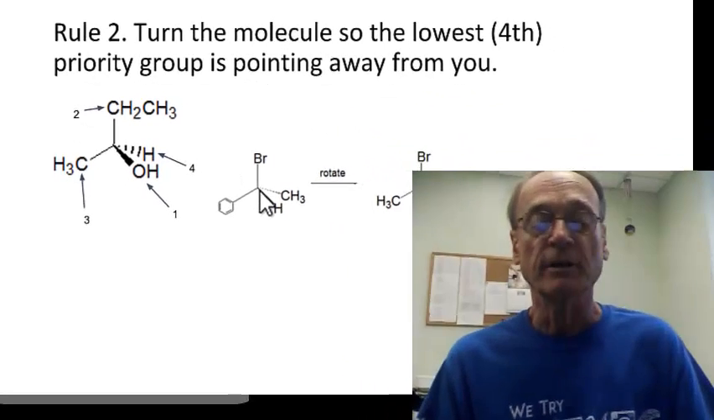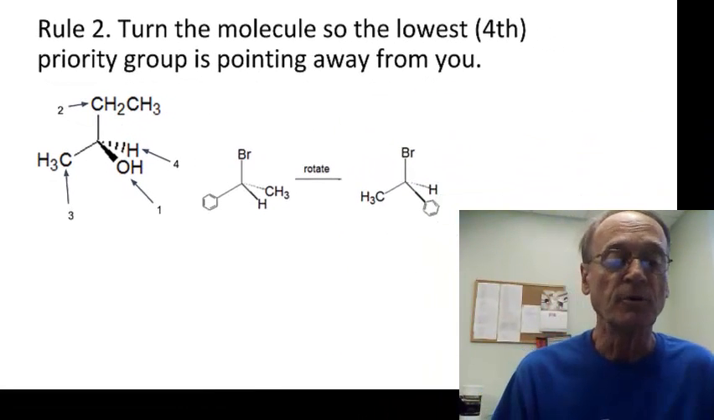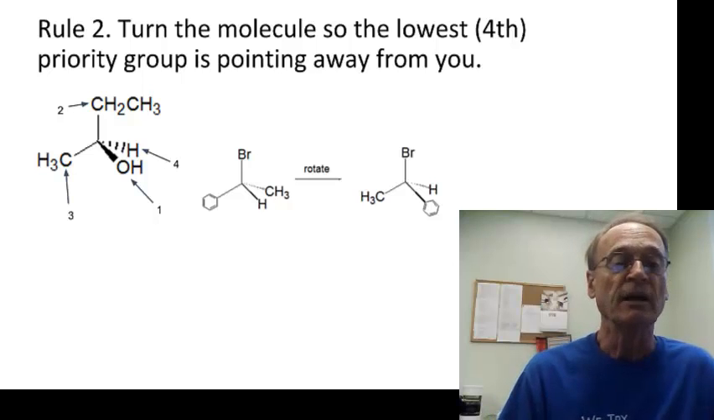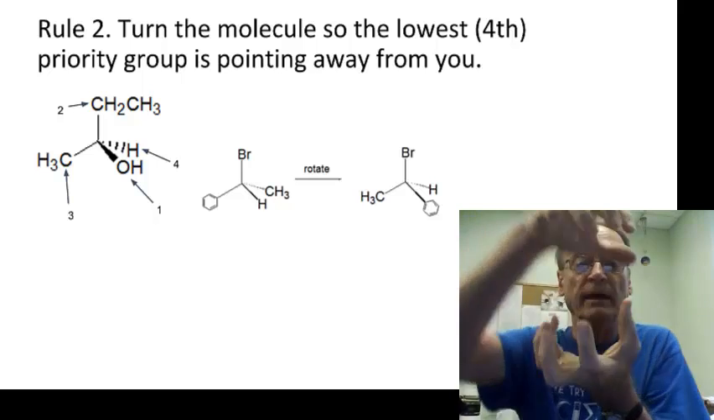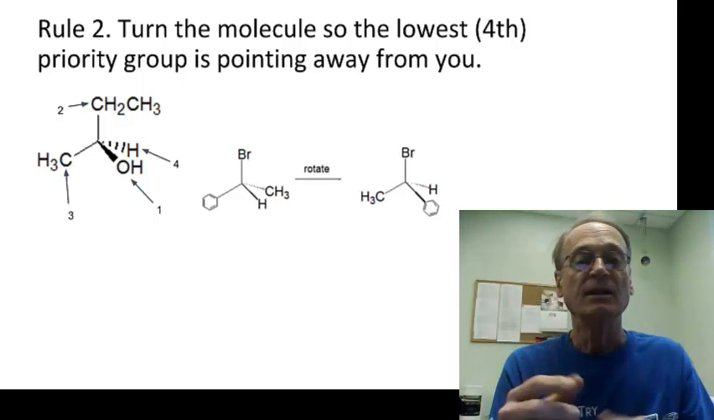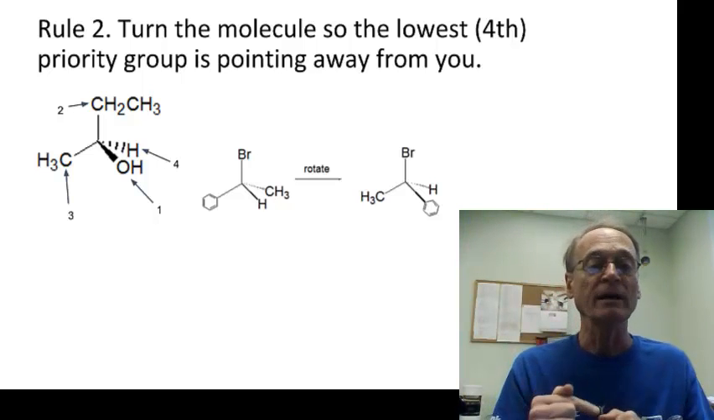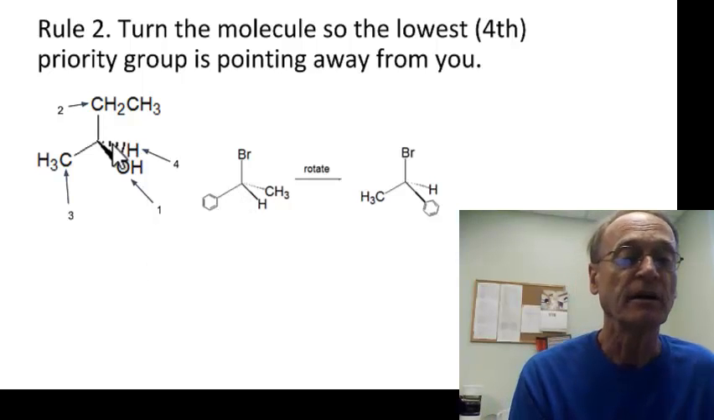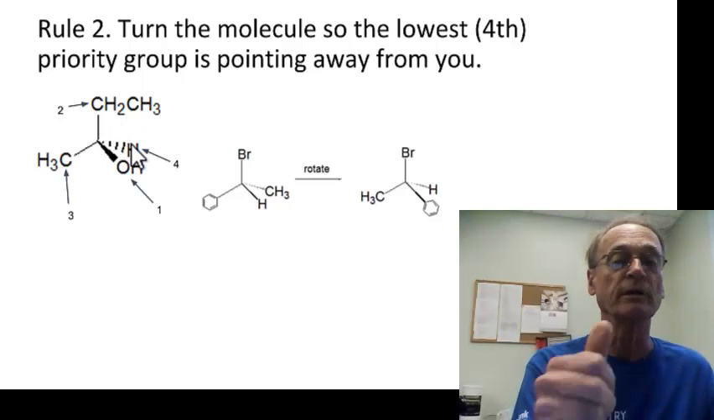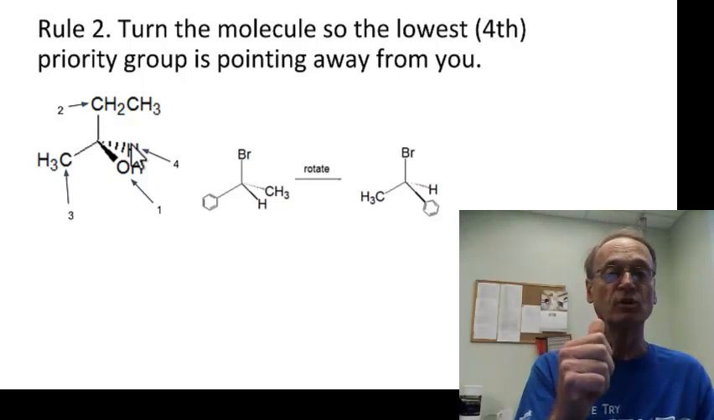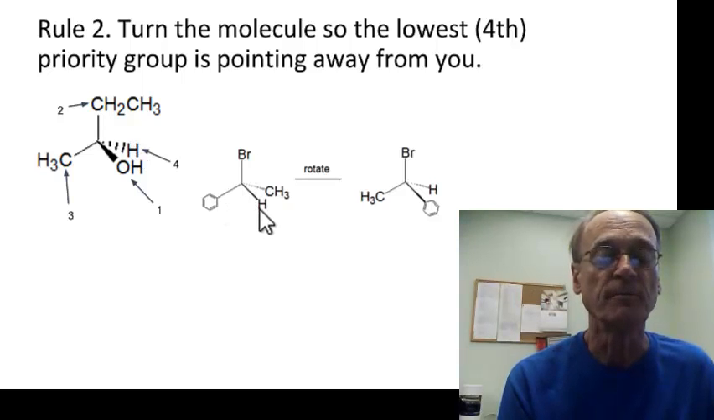Okay, now that we know something about prioritizing groups, the next rule says that you take your molecule in space and you rotate the whole molecule up, down, sideways, whatever you have to do to get the lowest priority group pointing away from you. On a wedge and dotted line diagram, that would mean on the dotted line. Notice that I've drawn this particular structure such that the hydrogen is already on the dotted line, the hydrogen pointing back away from you. So for example, take a look at this one. Notice this one, the hydrogen is not on the dotted line.